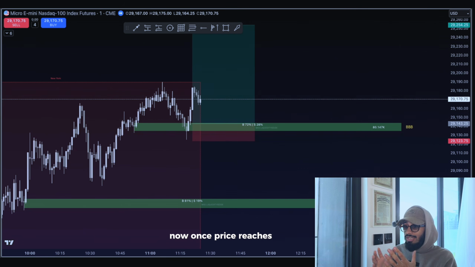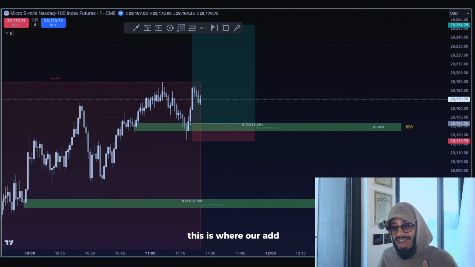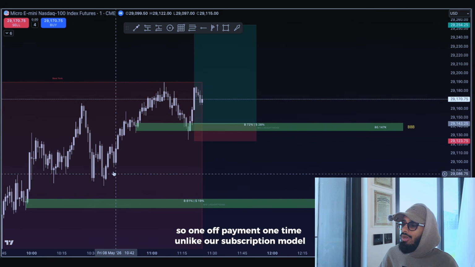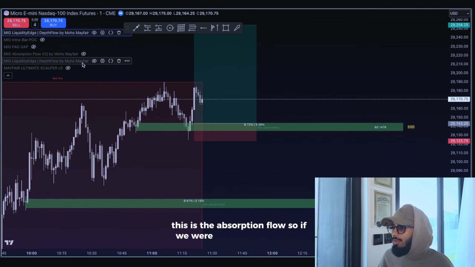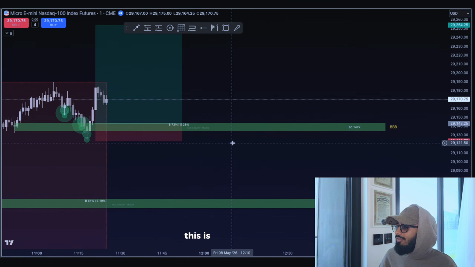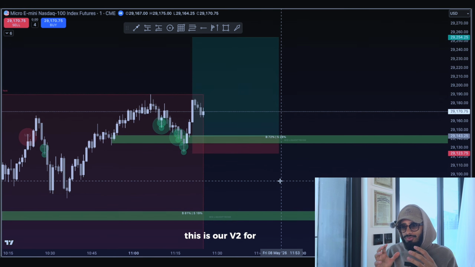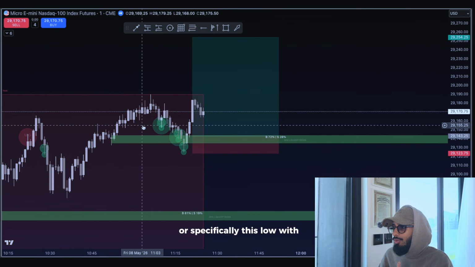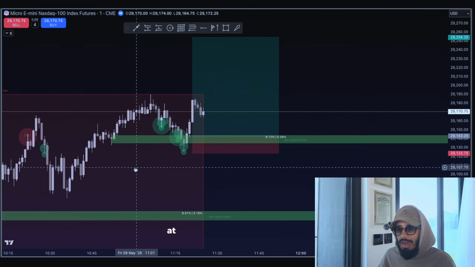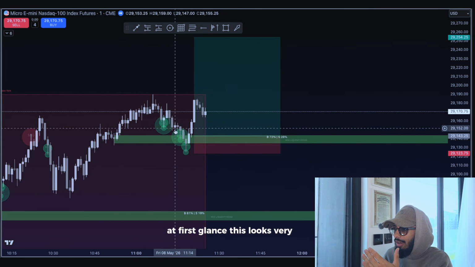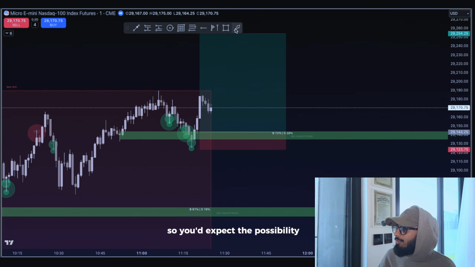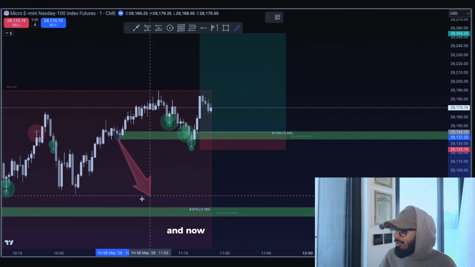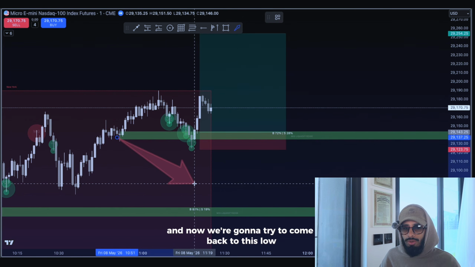Now, once price reaches liquidity, this is where our add-on comes in. It's a one-off payment, one time, unlike our subscription model. This is the absorption flow. So if we were to put that onto the chart, this is our V2. For example, price may push into a high or specifically this low with aggressive selling. At first glance, this looks very, very bearish. So you'd expect the possibility of, oh, we look like we've broken this low and now we're going to try to come back to this low.